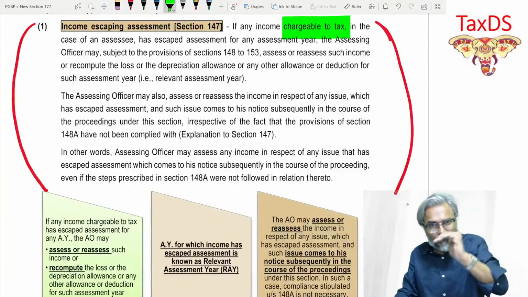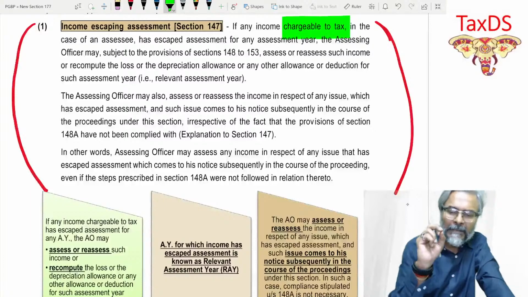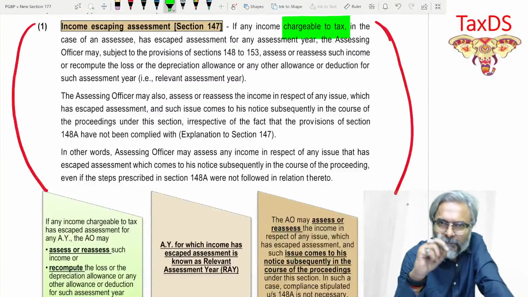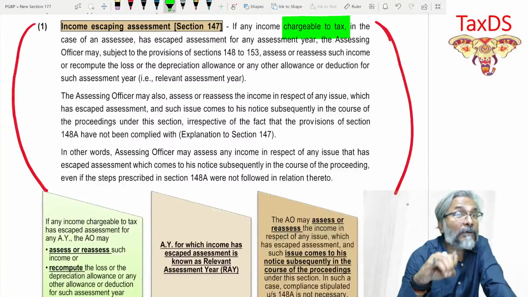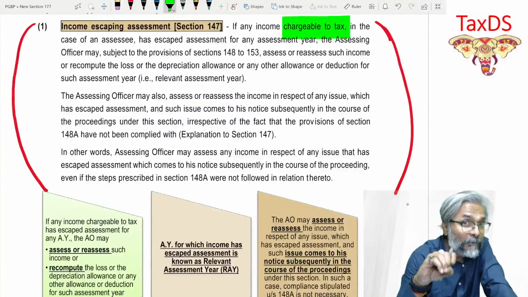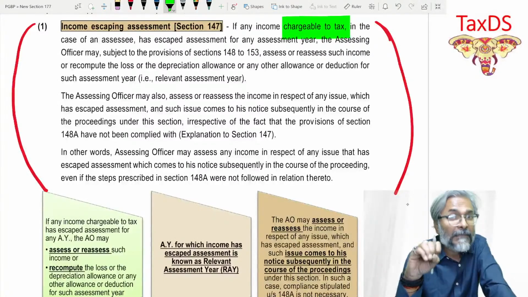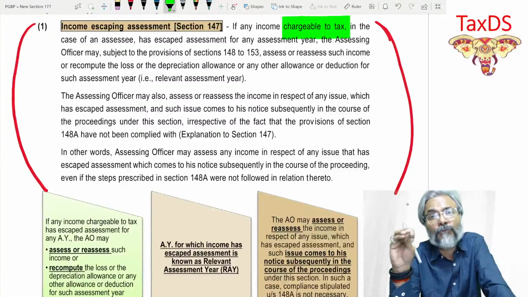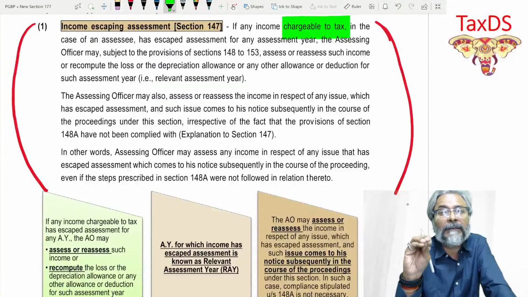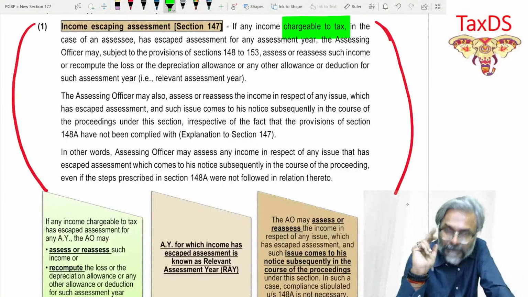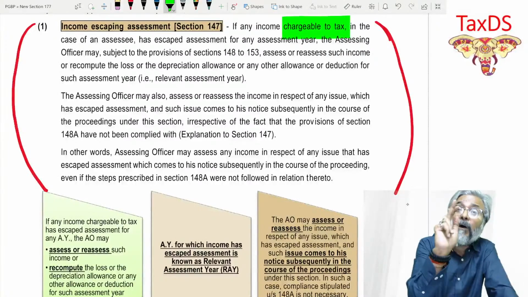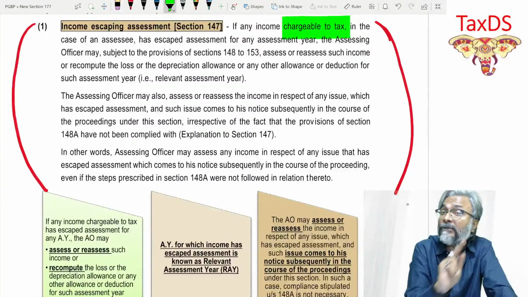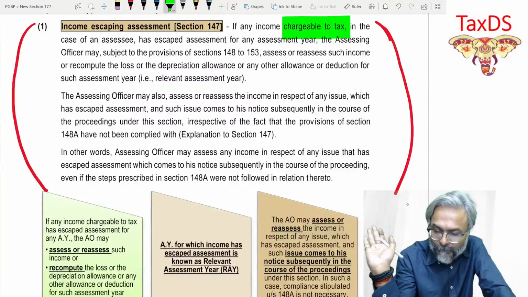So the question to all of you is whether that income is chargeable to tax. The answer is no. And where it is not chargeable to tax, the assessing officer doesn't have the scope to undertake 147 on that income. 147 cannot be undertaken on income which is not chargeable to tax. Is that clear to all of you?